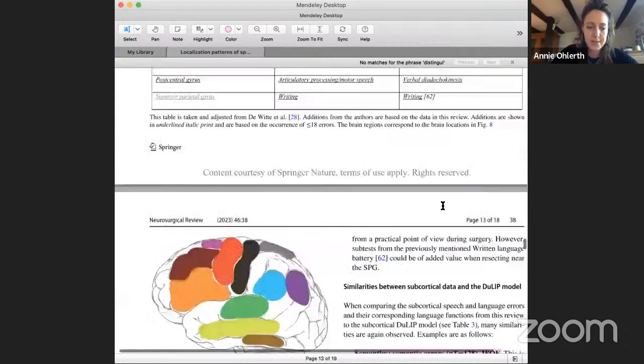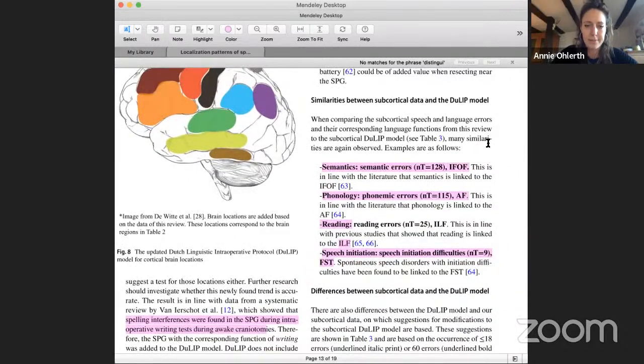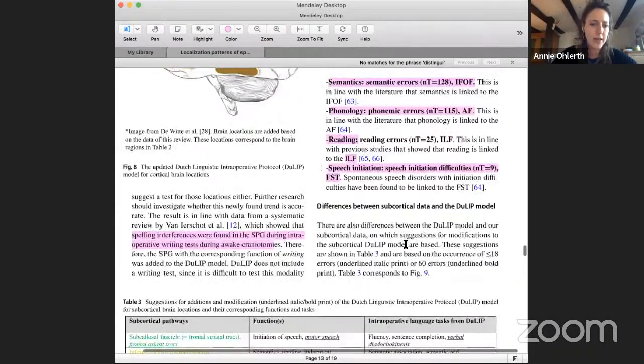And they do the same for the subcortical tracts, where the current data fits into their model. It says that, okay, of course, we're testing semantics on the IFOF, phonemic processes on the AF, reading on the ILF, spontaneous speech, also speech initiation, on the frontostriatal tract.